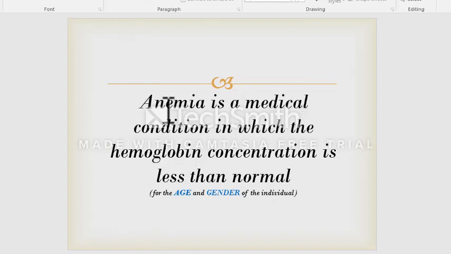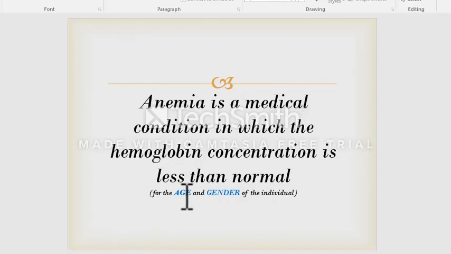Before explaining iron deficiency anemia, we should know what anemia is. Anemia is defined as a decrease in hemoglobin concentration according to the age and gender of the individual. Age is important because individuals of different age groups have different levels of hemoglobin.